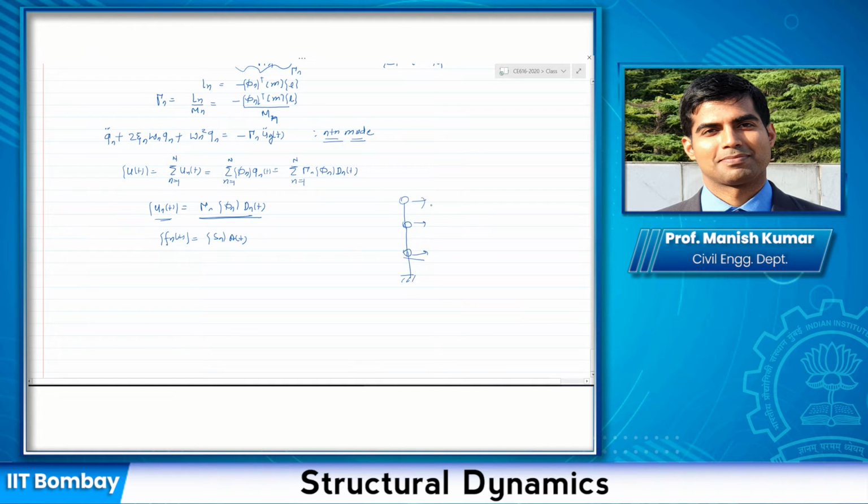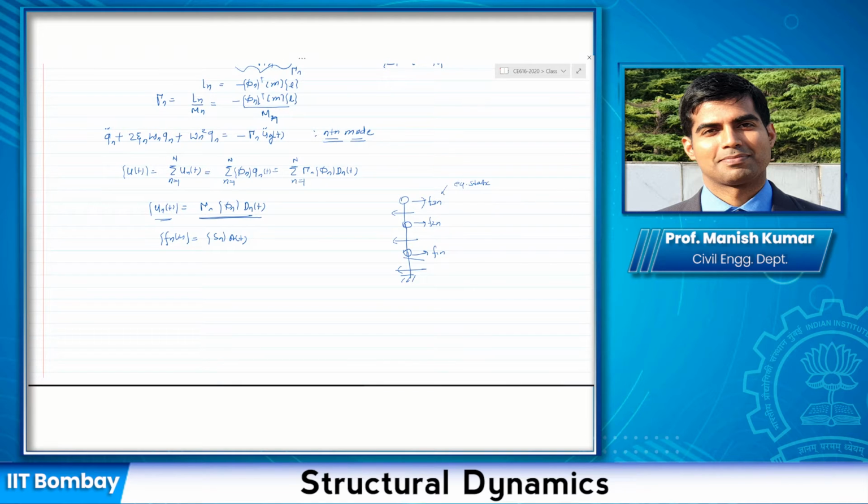You know the equivalent static force. Let us say these are M3n, M2n, and M1n. These are equivalent static forces. Displacement is known. These equivalent static forces are known. Base shear is very easy to calculate. Story shear is very easy to calculate. Just consider equilibrium. And the same goes for the moment as well.